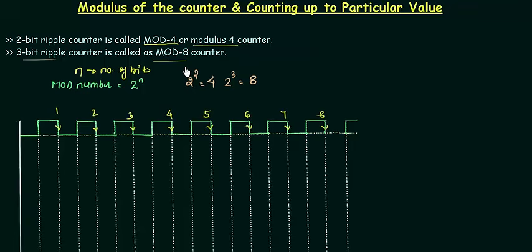So we call a 3-bit ripple counter a mod 8 counter. I'm telling you this because when you face a problem on counters, most of the time they will use the words mod 4, mod 8, mod 7, mod 6, mod 5. So you must know what this mod is.